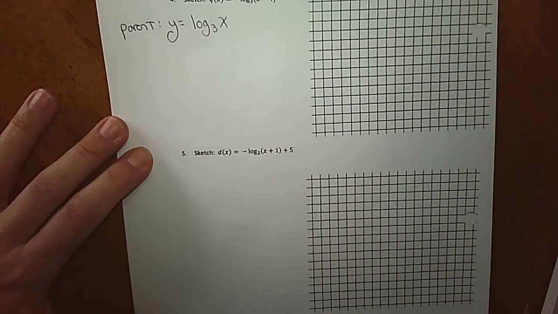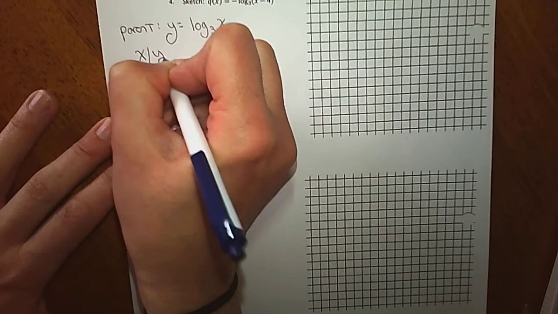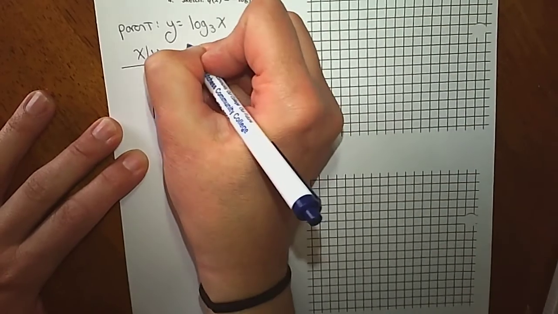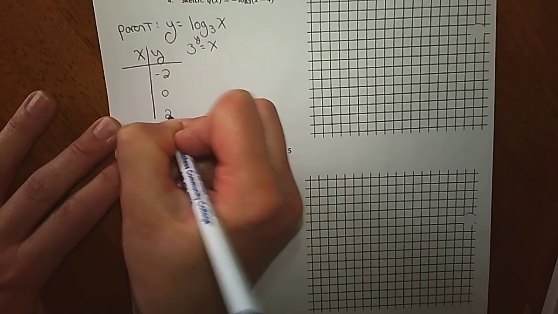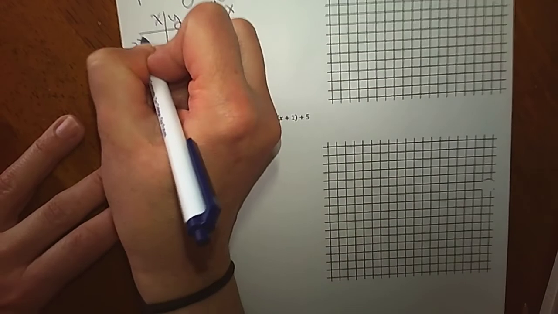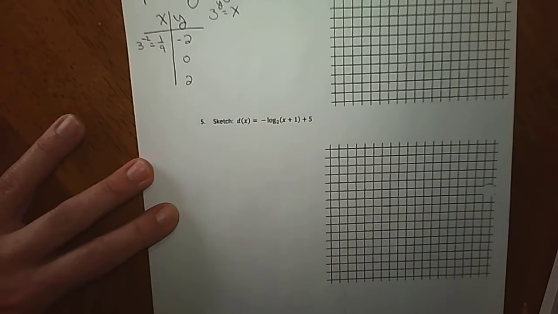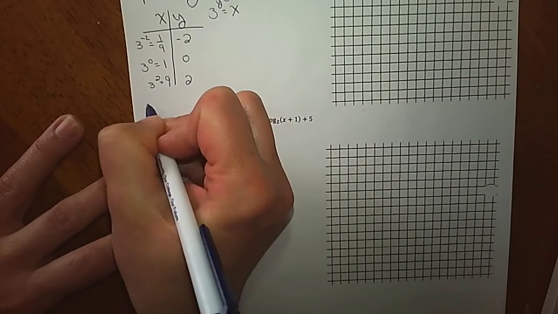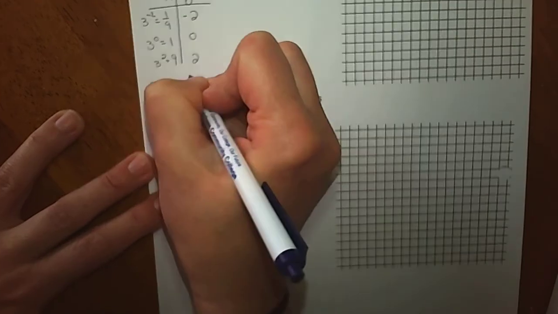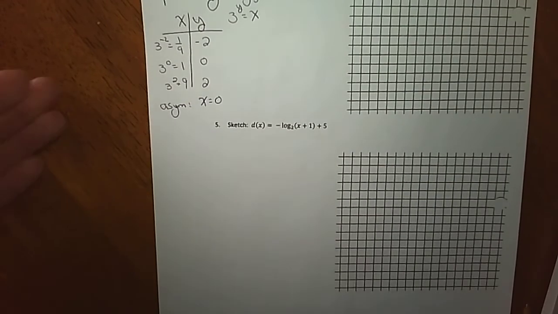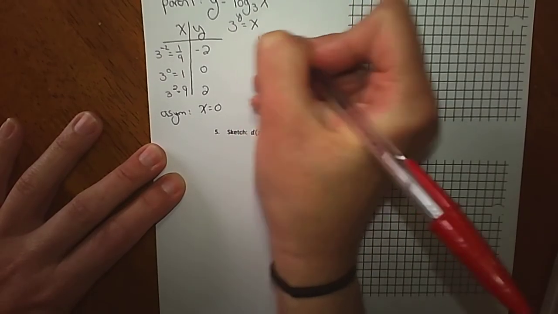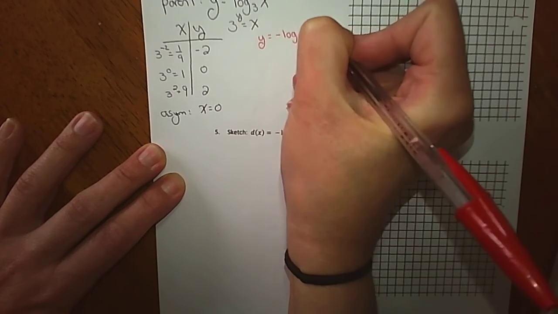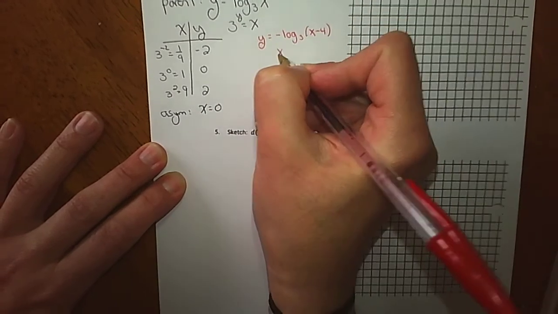So I'm going to make an xy chart now for the parent. First I got to bend it. So it's 3 to the y equals x. So I'm going to do negative 2, 0, 2. So 3 to the negative 2 would be 1/9. 3 to the 0 is 1. 3 squared is 9. And the asymptote for the original, the parent function, is x equals 0. So this is something, anytime I graph logs, I always do this. I make the parent. Now I'm going to do the equation they want us to do, which is y equals negative log base 3 of x minus 4. All right. New xy chart.